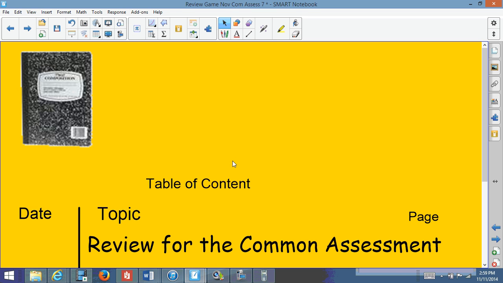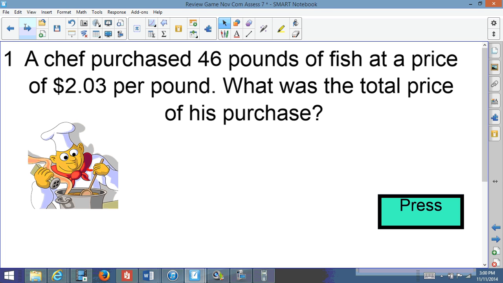This time we're reviewing for the Common Assessment. So we have a test that's coming up for the kids, and we want to review for it, so let's get started. A chef purchased 46 pounds of fish at a price of $2.03 per pound. What was the total price of his purchase?